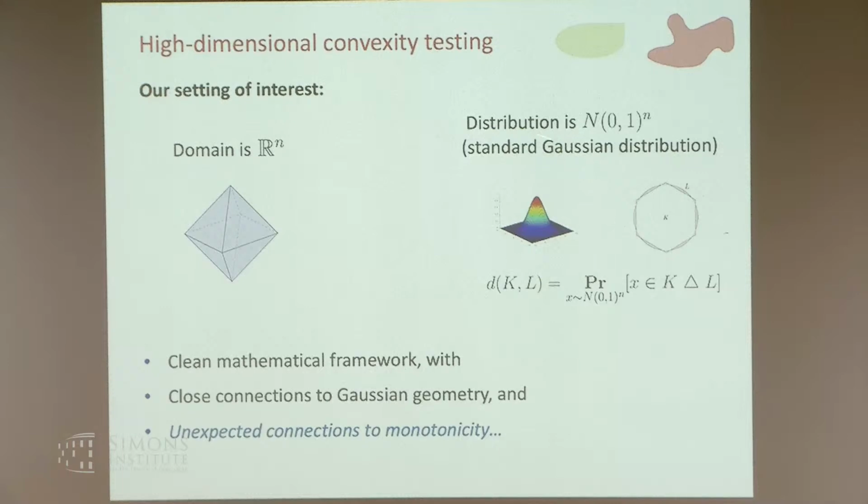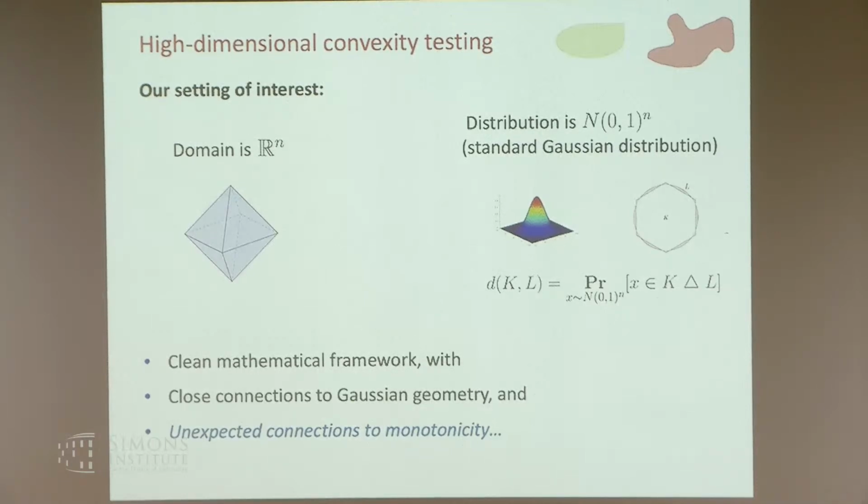So we'll be thinking about the standard Gaussian distribution over R^n, and the distance between two sets is exactly what you would expect. This is a little bit small, I apologize, but if you have one set K, which is like this circle, and another set L, which is this octagon, you just look at the symmetric difference of those two sets, and you ask, what's the probability that a draw from the Gaussian distribution falls in that symmetric difference? It's exactly analogous to the Boolean function case, where you look at the symmetric difference as a fraction of the Boolean cube. You're now just looking at the Gaussian volume of this symmetric difference. Okay. So this is a well-defined formulation of the problem of convexity testing in high dimension.